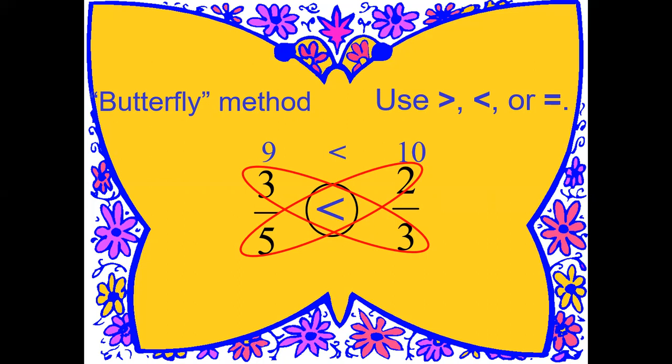All right, so look carefully. 3/5 is less than 2/3. As you can see, my alligator is eating the greater number, which is 2/3.